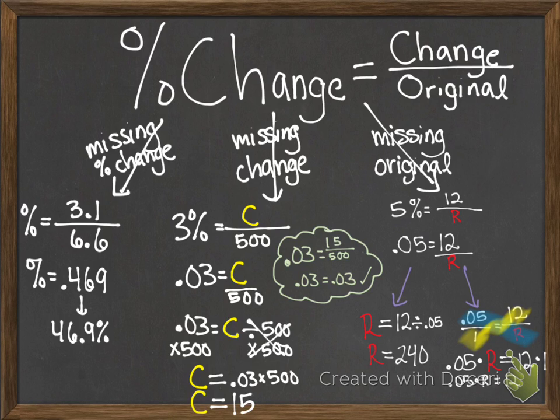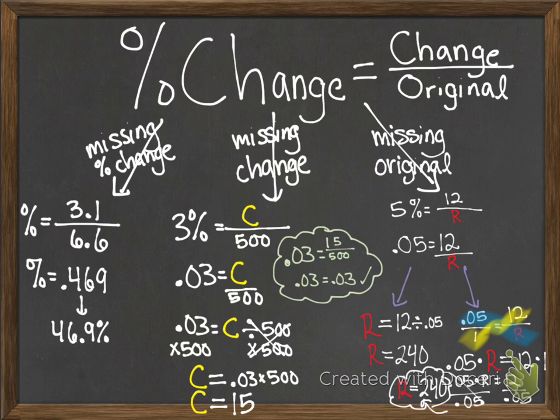And now let's get R by itself. So just like how we did it for the missing change in the middle, if you have multiply by 0.05, you can divide by the same amount. Divide both sides by 0.05. 0.05s cancel out. R is equal to 240. Notice you get the same answer no matter how you got there.